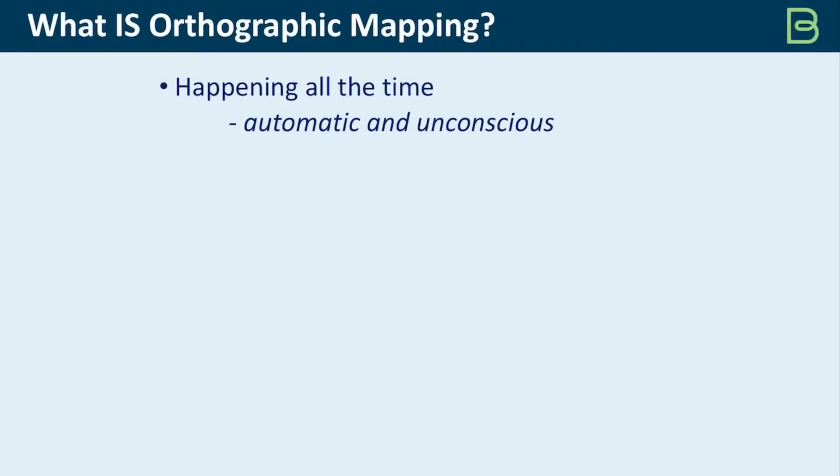So we know that orthographic mapping is actually happening all the time. It's happening in the brains of our students. It's happening in our own brains. It's an automatic process, and it's unconscious. We do not even recognize that it's occurring. While reading and writing, we're establishing a relationship between phonemes and graphemes, and it's a very efficient process when it's happening as it should be.